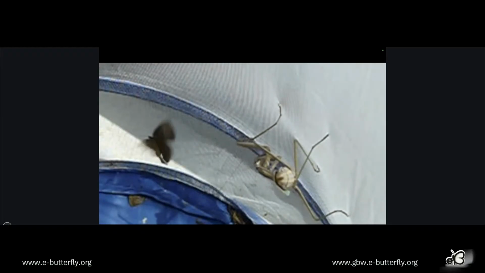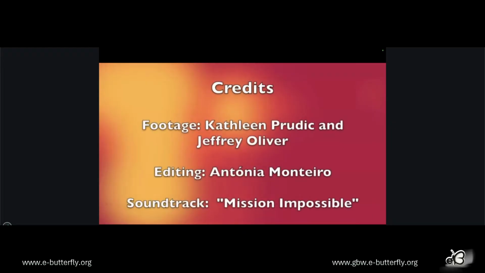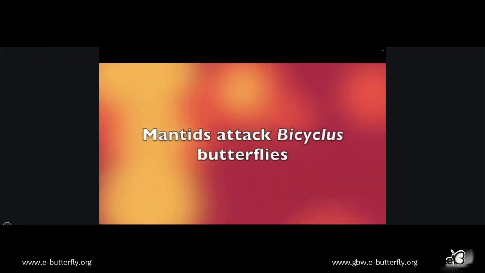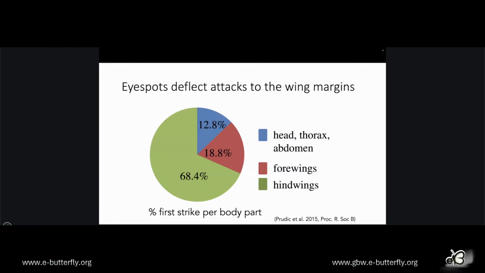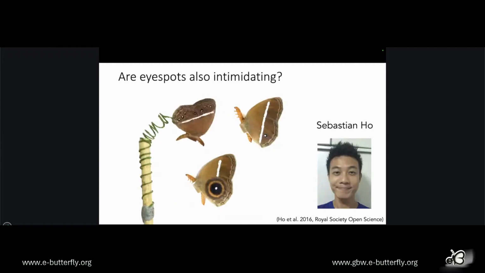So the mantid gets distracted by these eye spot features on the wings of the butterfly and draws its attack to the wing margins. Here's a quantification of those types of attacks. So hindwings in green, most of the first attacks by mantids, when you have prominent eye spots visible on the wings, are towards the hindwings, and forewings nearly 20%, and then the rest of the body, the head, the thorax, the abdomen, these are the vulnerable parts of the body, get attacked the least. So that's one of the functions we think eye spots serve.